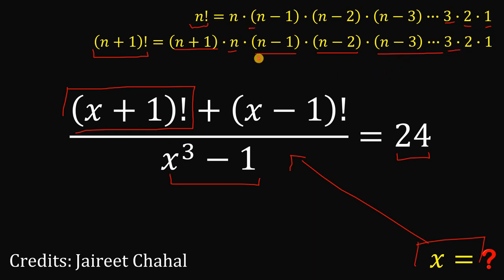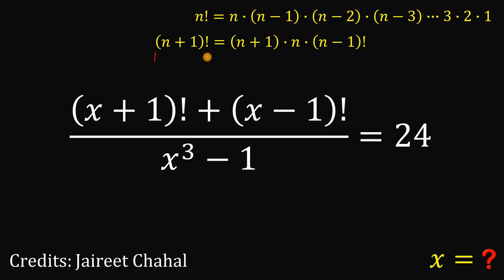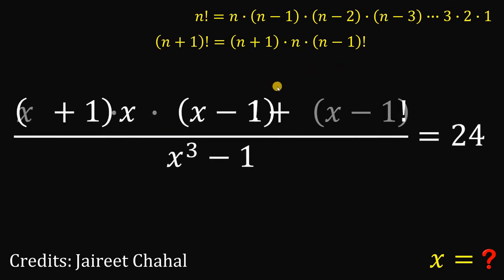And now, take note, this factor, n multiplied by n minus 1 multiplied by n minus 2 down to 1, can be simplified to n factorial. So, n plus 1 factorial must be replaced with n plus 1 times n factorial. So, x plus 1 factorial can be written as x plus 1 multiplied by x factorial. So let's do that.